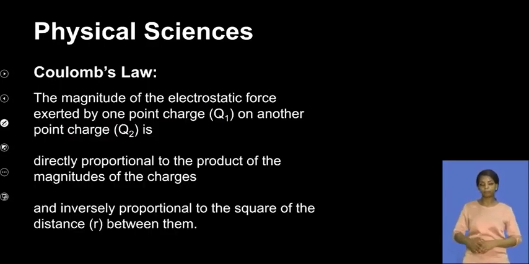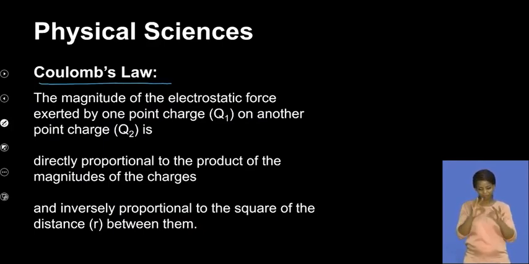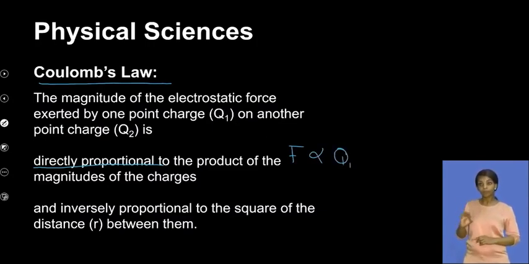Now, this is what it's all about. This is what it all boils down to, because we were so concerned about Coulomb's law and what exactly it means when we say two quantities are directly proportional while others are inversely proportional. It says here the magnitude of the electrostatic force exerted by 1 point charge Q1 on another is directly proportional, okay, to the product of the charges. So we are saying F, which is the electrostatic force, is directly proportional to Q1 Q2. So this is what we mean when we talk about the product.